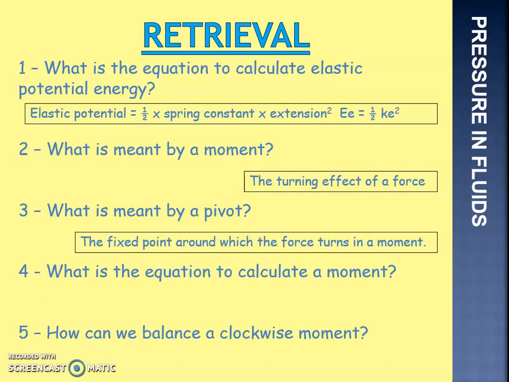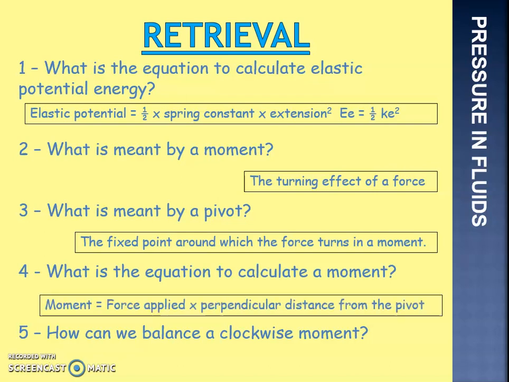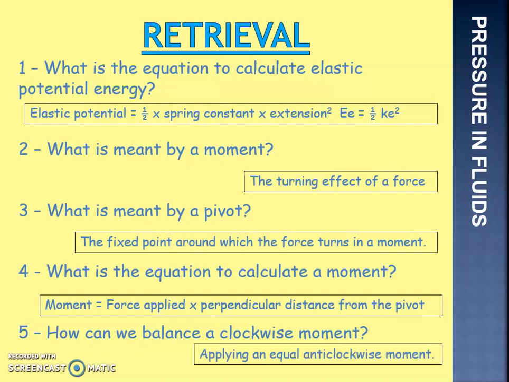Question 4. What's the equation to calculate a moment? Moment equals force applied times the perpendicular distance from the pivot. And finally, how can we balance a clockwise moment? We apply an equal anti-clockwise moment.